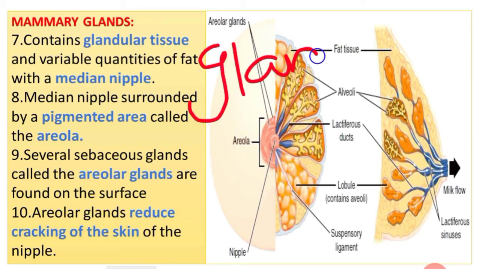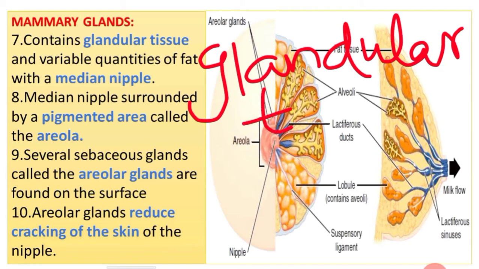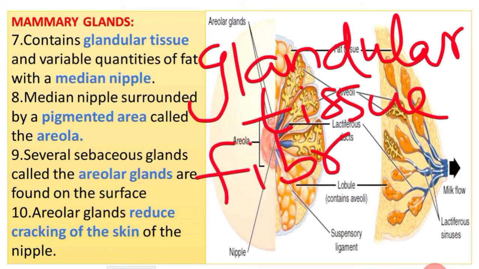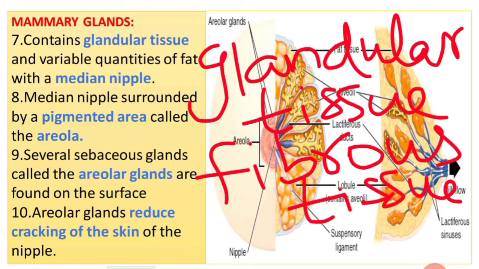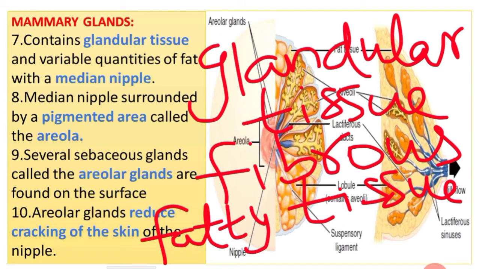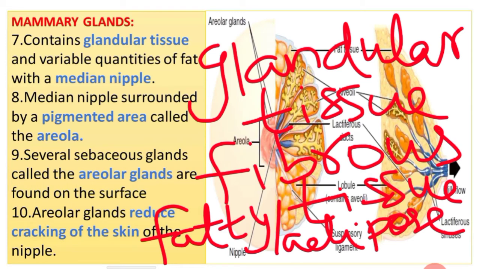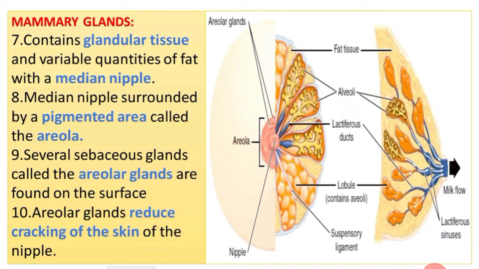glandular tissue, right? Fibrous tissue, which connects the lobes, and fatty or adipose tissue, right? Internally the breast consists of glandular tissue forming the mammary gland, fibrous tissue, that is connective tissue which connects the lobes inside it, and fatty and adipose tissue, right? Mammary glands are modified sweat glands, right?